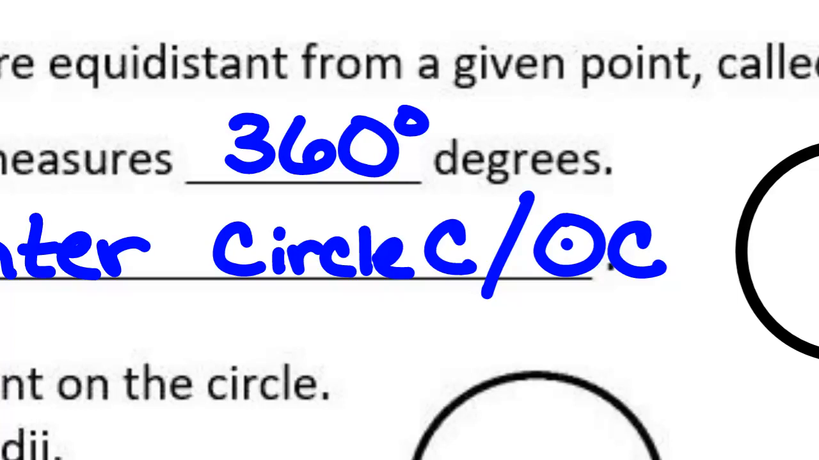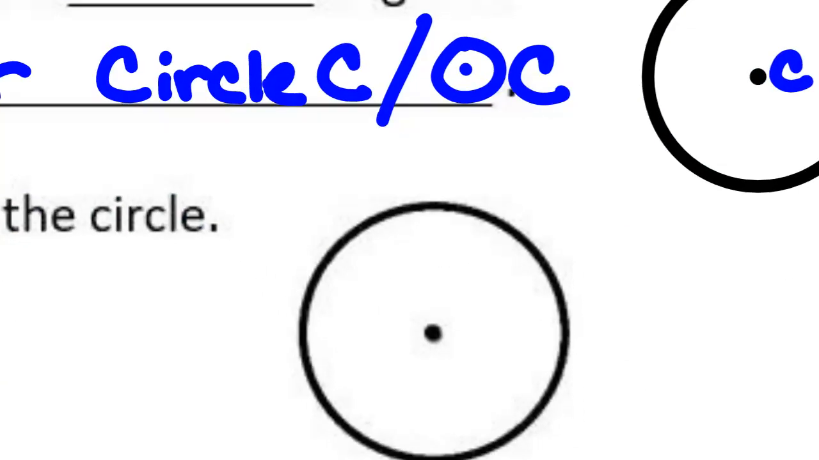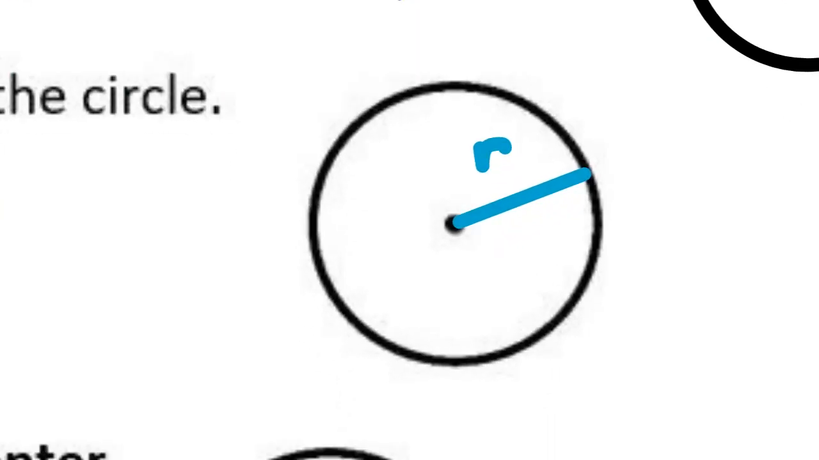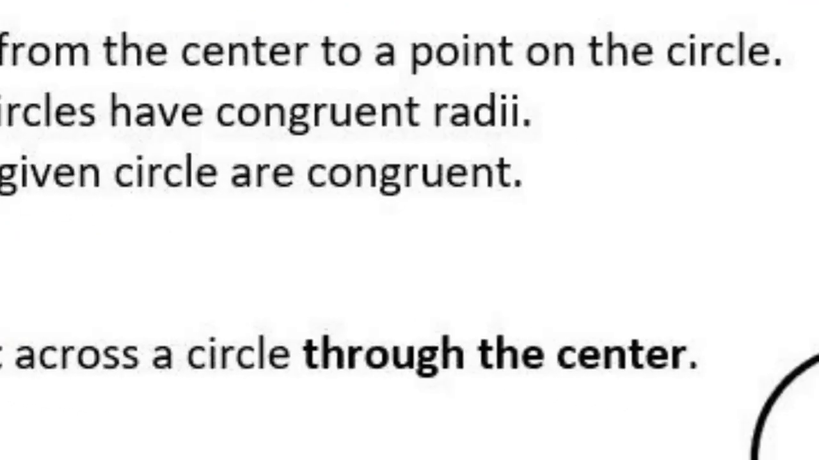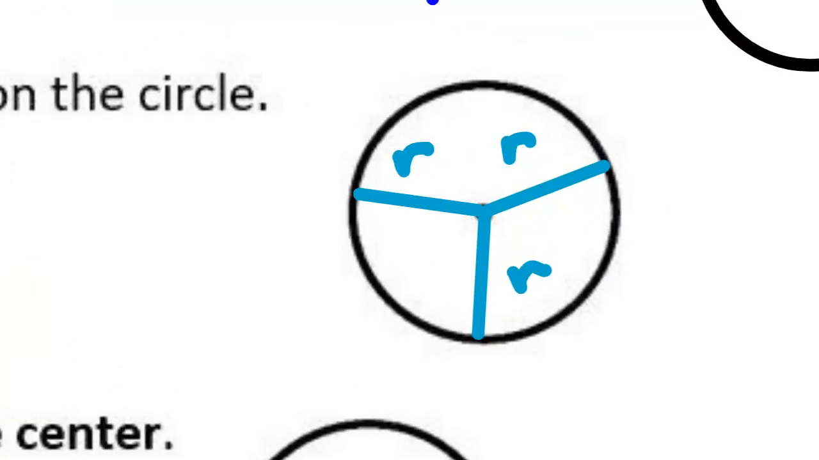A radius is a segment that goes from the center of the circle to a point on the circle. So like this. This would be a radius. And I can draw line segments from the center to anywhere on that circle, and all of those would be considered, excuse me, radii. All the radii in a given circle are congruent to each other. So all of these little blue line segments that I just drew in here are congruent.